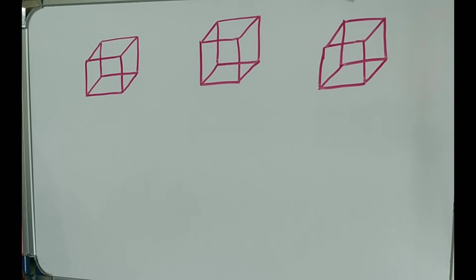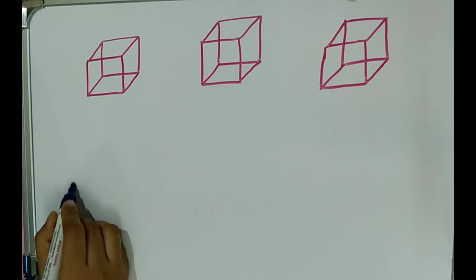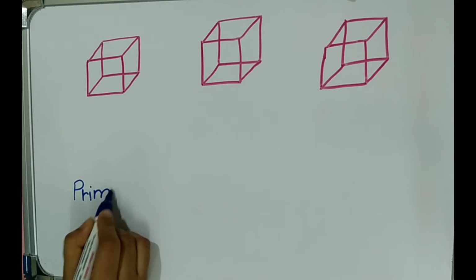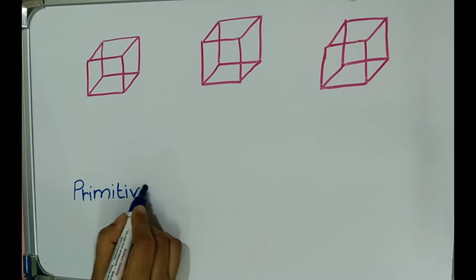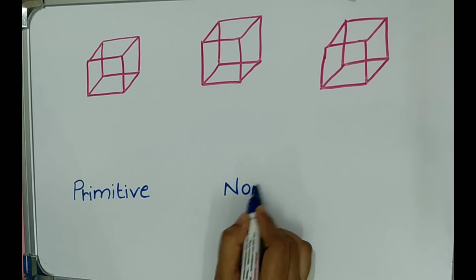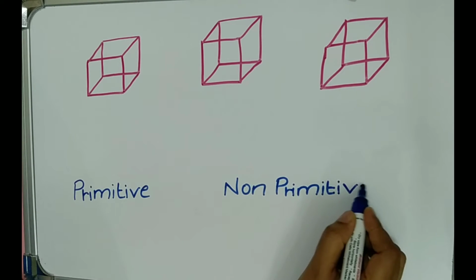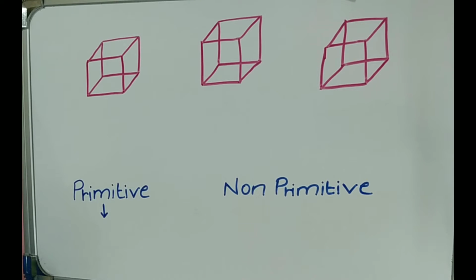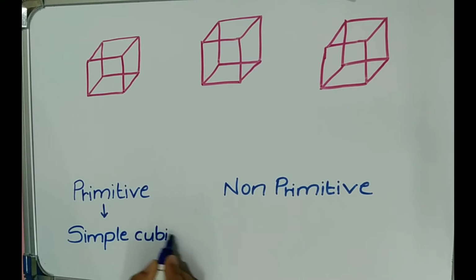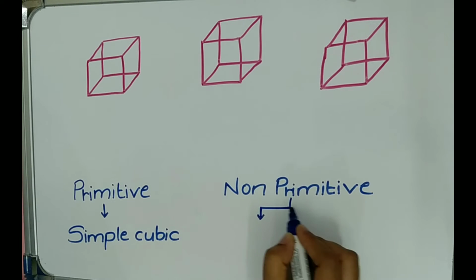Now, unit cells, they are of 2 types. One is primitive and the other one is non-primitive. I'll just write here. One is primitive type and the other one is non-primitive. So, primitive type, only one type is there, that is simple cubic unit cell. Simple cubic unit cell.